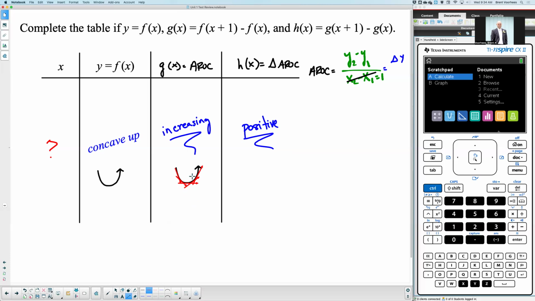You see how the slope is increasing as you go along it? Each slope gets a little bit bigger. Bigger means more positive, more and more positive. You see how each slope's doing that?